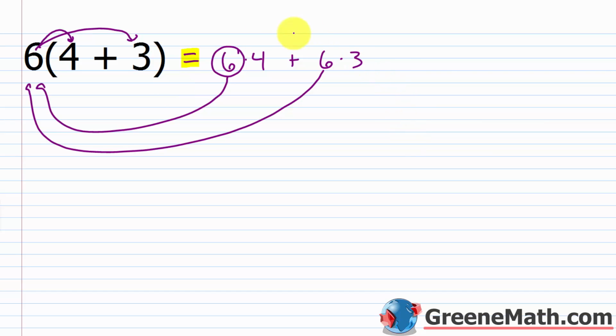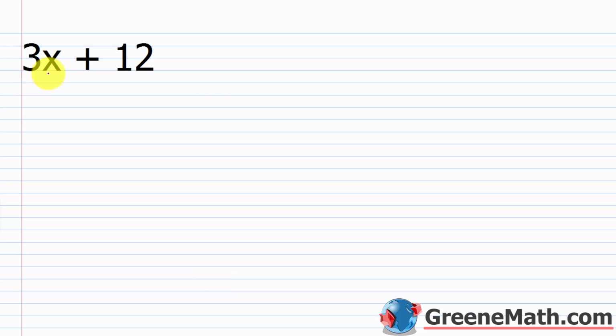Now, this might seem like a really easy example because we only have numbers involved, but let's suppose we looked at something like this, 3x plus 12. How could I write this sum, right? You have 3x added to 12 as a product. So some number multiplied by some quantity. Well, essentially what I want to do is first find the GCF. So what's the GCF for 3x and 12?